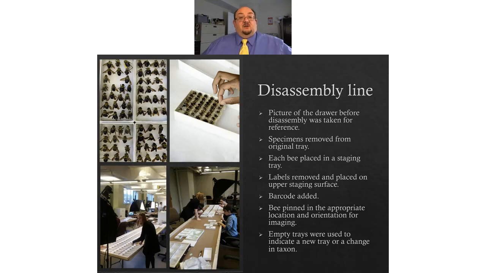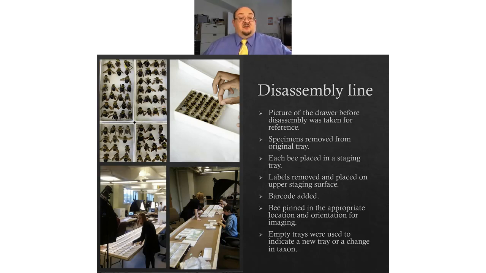So the disassembly line included, basically, taking a picture of the drawer before it was disassembled so that we'd have a reference. Then the specimens were removed from the original tray. Each bee is placed in a staging tray. The labels were then removed and placed on an upper staging surface that's basically equal to the top of the bee, the dorsal surface of the bee, or whatever surface we were taking, if it was a bumblebee or carpenter bee. A barcode was added. In many cases, they didn't have them, and in the cases where they did, we just used that barcode.